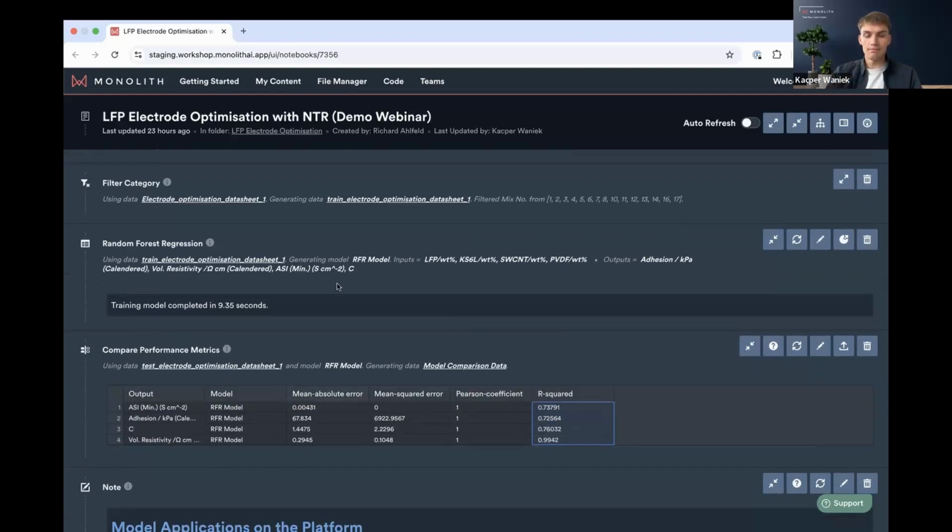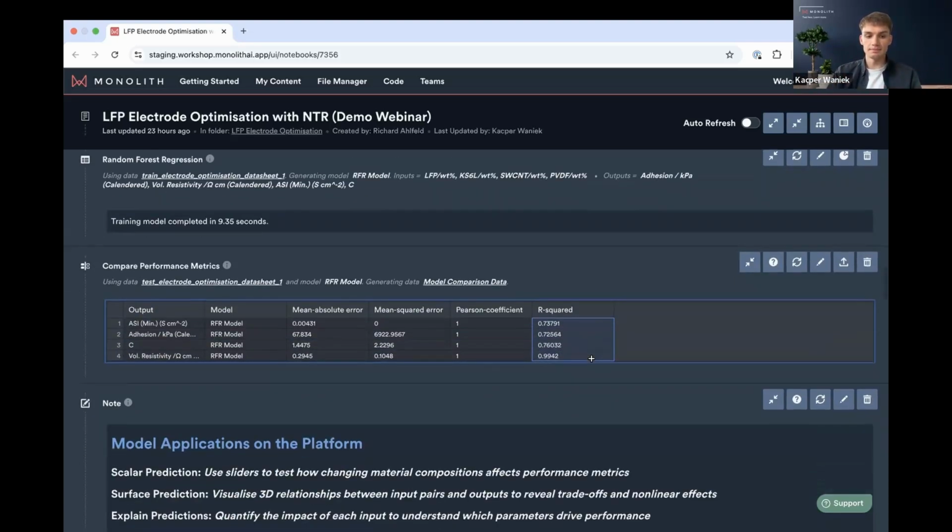The mean absolute error values here, of course, differ in scale. They always differ in scale depending on the output. Naturally, the adhesion and then the discharge capacity are measured on different orders of magnitude. So we can also use the R-squared, which gives us more of an intuitive view of the overall model quality. In this case, the model achieves an R-squared of around 0.75, meaning it explains roughly 75% of the variance in the outputs, giving us confidence that it's capturing meaningful trends in the data.